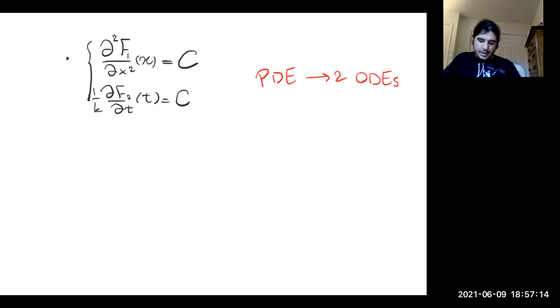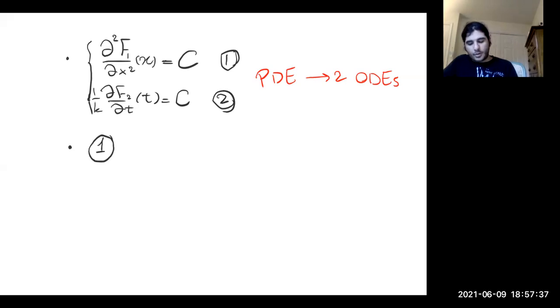As you can see, that's the main technique for solving PDEs: finding a way to reduce solving the PDE into several ODEs. That's the idea. So let's solve this one. Let's call this one equation 1. Let's call the other one equation number 2. Let's first solve equation number 1.